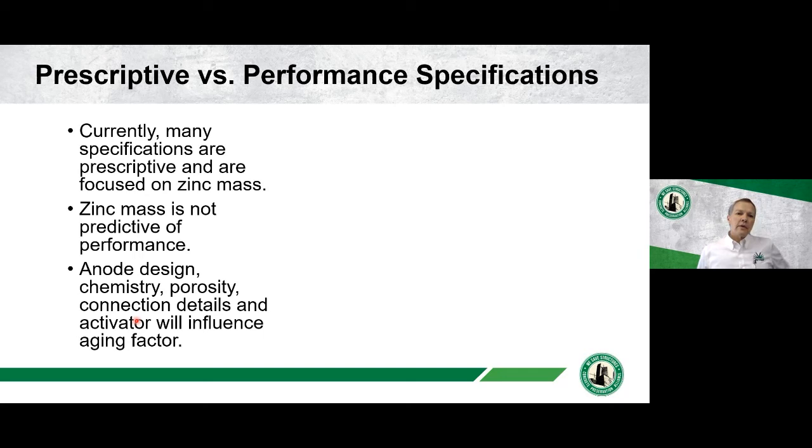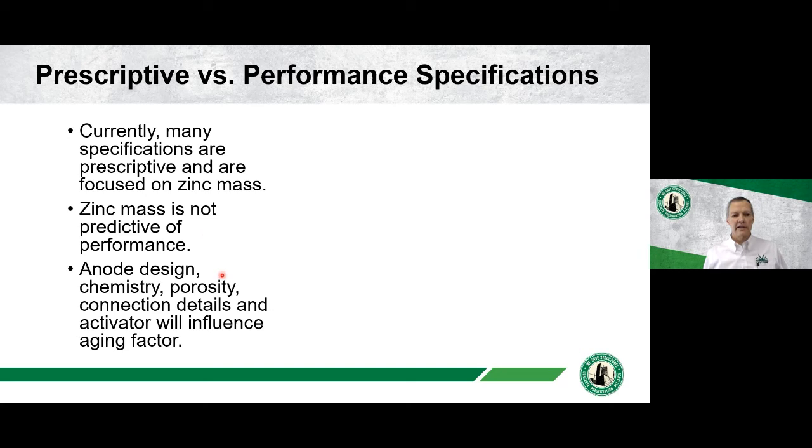So just a couple of words with regard to specifications. Currently, many, and I would say most specifications that I see are prescriptive. They're very often focused on zinc mass. They mention some other factors as well, but very often they're prescriptive and focused on zinc mass. And although zinc mass is important, it's not the only factor that's important, and zinc mass by itself is not predictive of performance. Current output over time is really what you're looking for.